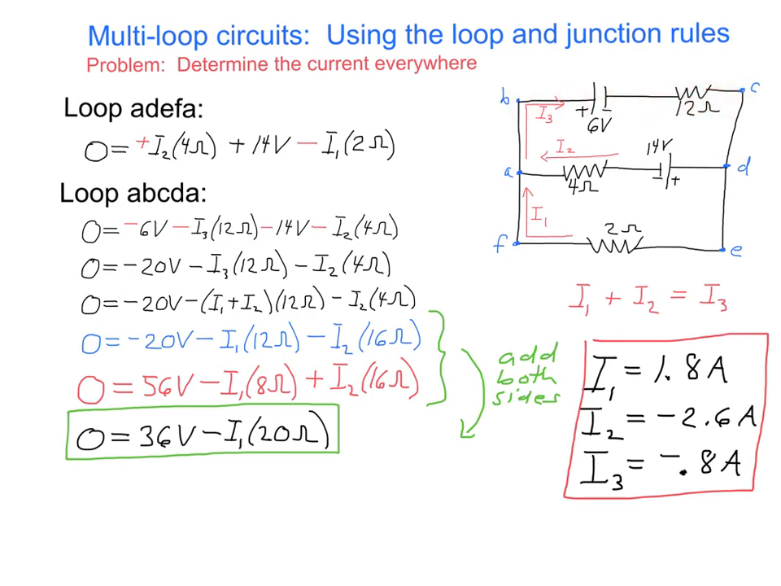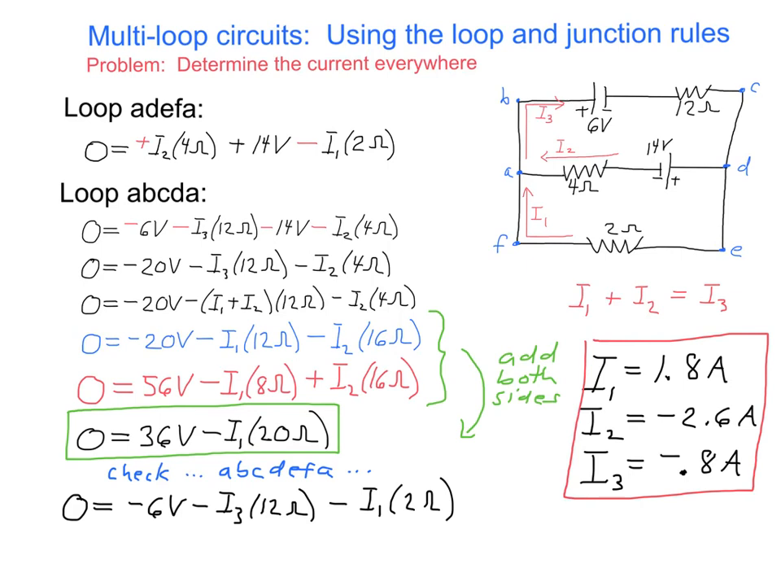Finally, we can check our answer by using another loop that we haven't used. We could use a loop around the full outer perimeter of this circuit. So we could go from A to B to C to D to E to F back to A. Let's apply the loop rule to that loop. Starting at A, we drop 6 volts going across this power supply from the higher potential to the lower potential. So we have negative 6 volts.